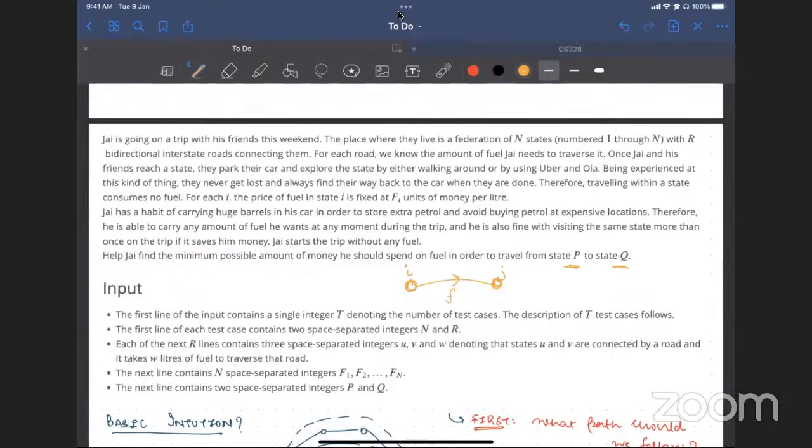So if this was your start state and this was your target state, then the cost of traversing from S to T was F. And if you go from J to I, then the cost will remain F because these are bidirectional roads. And for each state, there is a price of the fuel. At some states you may need to refuel your car, and there is a cost associated with that refueling, say W. So if you refuel your car with X units of fuel at state I, then your cost will be W times X.